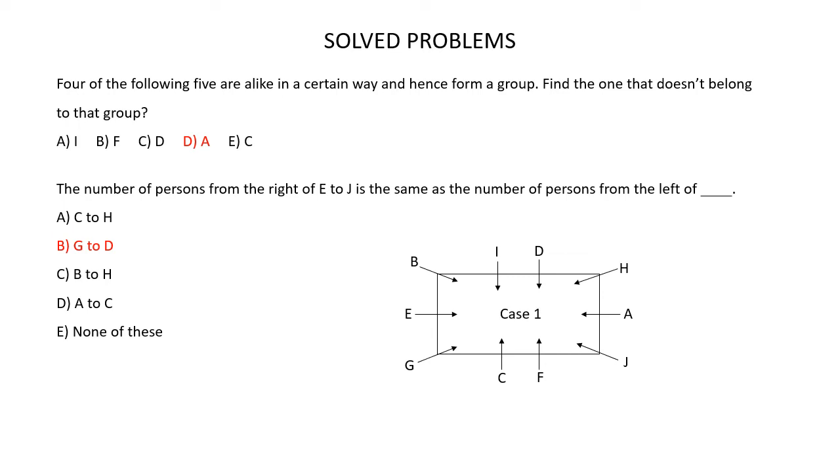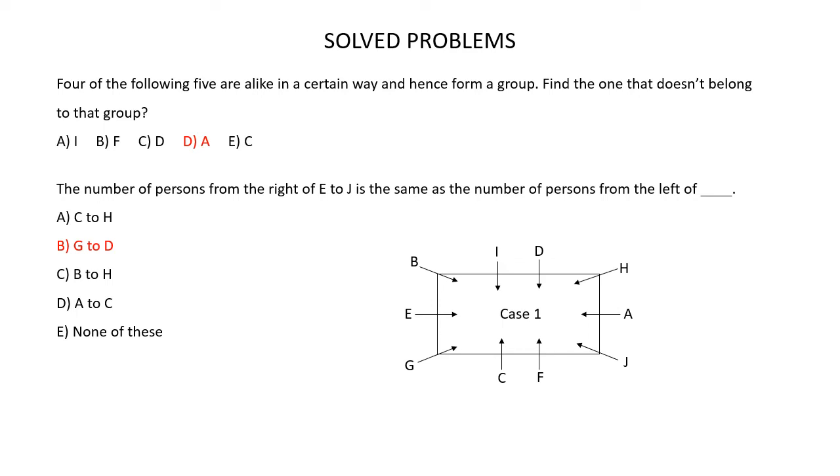Option A says C to H. So C is here and H is here. So we have to go left of C this way. So there are 1, 2, 3, 4, 5. There are 5 persons sitting between C and H. So option A is wrong. Option B is G to D. G is here and D is here. So left of G is this way. So there are 1, 2, 3 persons sitting between G and D. So option B is correct.